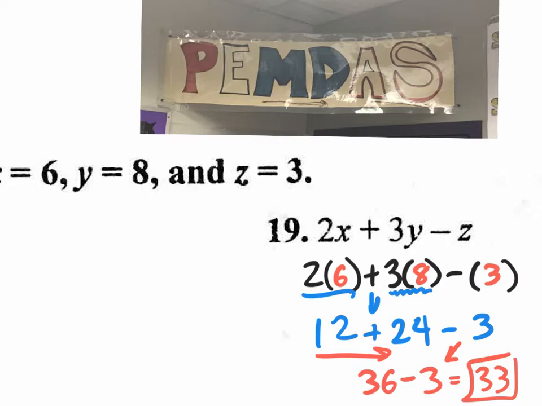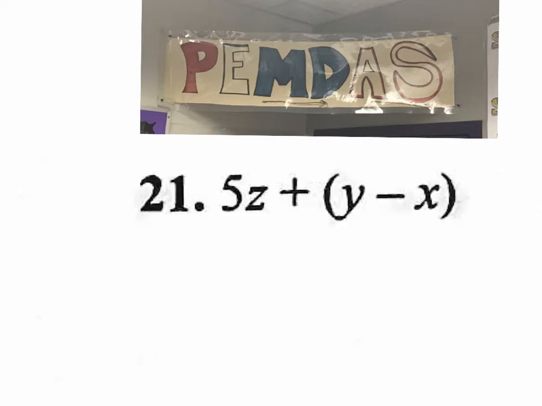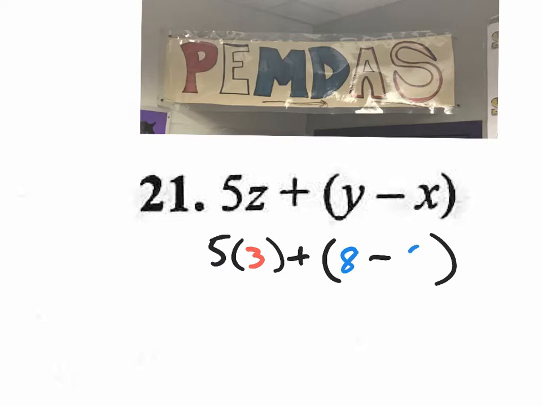Let's try 21. So on 21, again, I recommend for you to replace your variables with numbers. So instead of z, what are we putting in right there? 3. And then we have plus, parenthesis. Now the y take away x, I already know, I'm just going to write them as numbers. What is y? 8. And then I have take away, and what is x? 6. So now we have multiplication right here, we have addition, we have parentheses, and inside the parentheses we have subtraction.